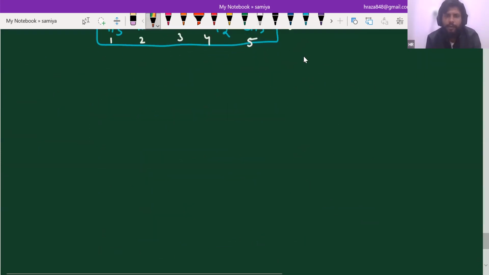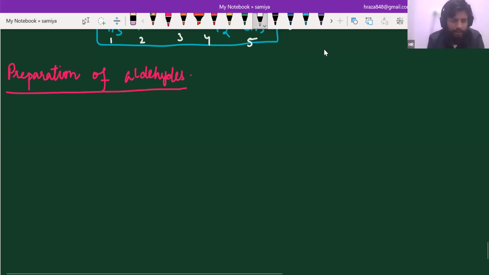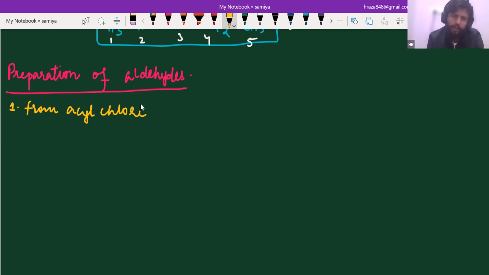Thank you. Now let's start the new topic, that is preparation of aldehydes. In the previous lecture we did the mixture of aldehydes and ketones, and here we start the preparation of aldehydes. As you can see, the first preparation of aldehyde is from acyl chloride, or we can call it acid chloride. And this acid chloride or acyl chloride is also a carbonyl compound.